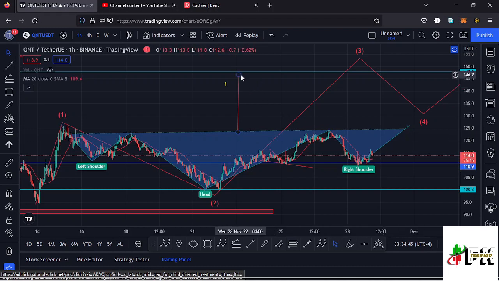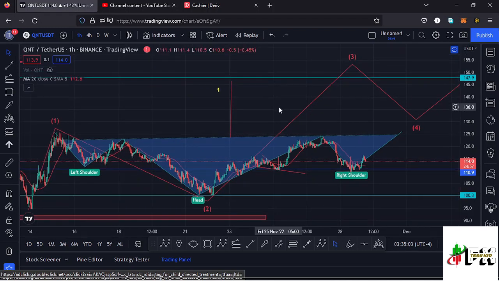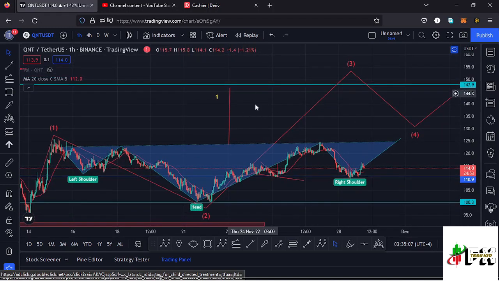That would be my minimum target area back to around the $146 mark, and that is slightly below a key area of resistance at around the $147 mark. So in case we get to that key area of resistance, there are also chances that we might be able to break above it and continue pushing even higher.